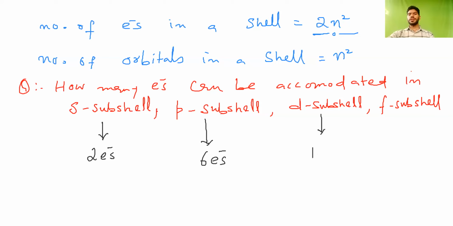In case of d, it will be 10 electrons. And in case of the f subshell, it will be 14 electrons. 14 electrons. Is it now clear? Have you got it?